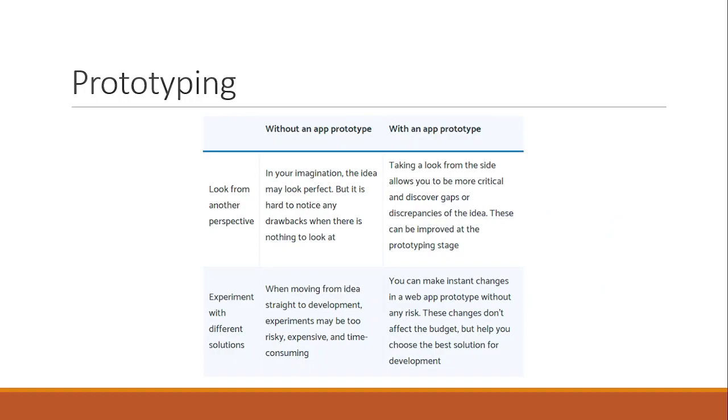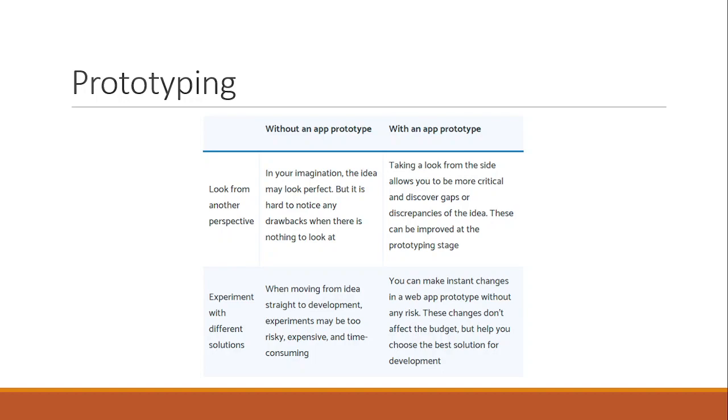So here I have a small table of how you would imagine creating an application with or without a prototype. Here on the left side is without a prototype, and on the right side is if we have a prototype. So first is the look from another perspective, meaning when designing, other perspectives mean other decisions or other steps or other ways of executing your function.